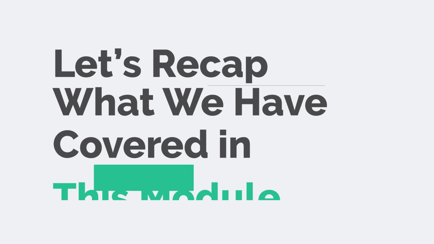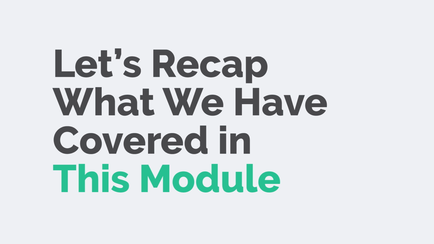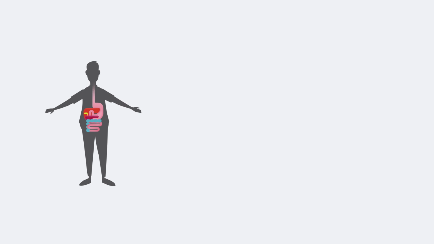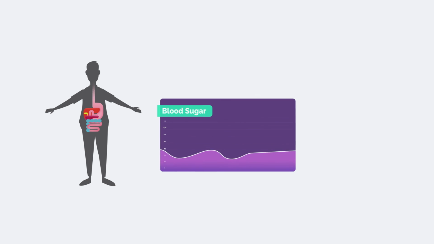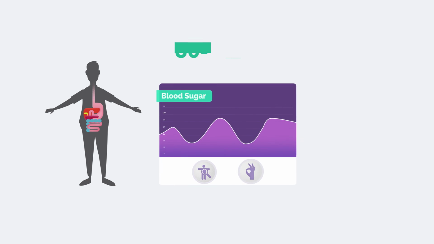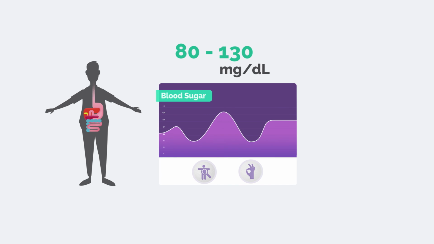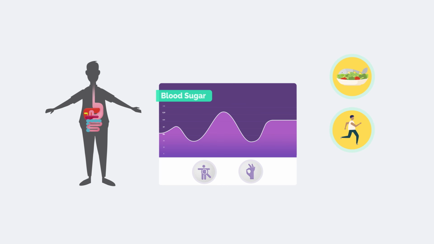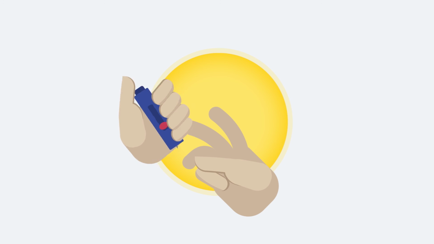Let's recap what we have covered in this module. In type 2 diabetes, insulin doesn't work as expected, so blood sugar may be higher than the target range of 80 to 130 milligrams per deciliter. Through diabetes management, you have the power to lower your blood sugar by eating healthy and exercising as complements to your medication. Monitoring your blood sugar level is easy with the at-home fingerstick test.